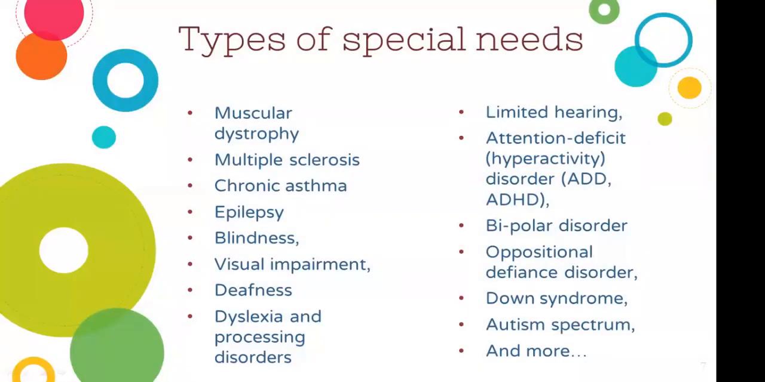Here we have a list of types of special needs. We can have muscular dystrophy, multiple sclerosis, chronic asthma, epilepsy, blindness, visual impairment, deafness, dyslexia, and processing disorders, and many others, as you can see in the list, that probably we can identify just with a look at the student. But there are many others that we cannot see. And also we need to, first, be aware that we have them, and second, find a way to face that student and provoke inclusion.